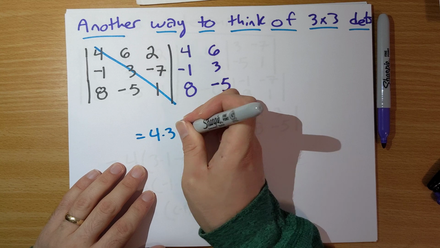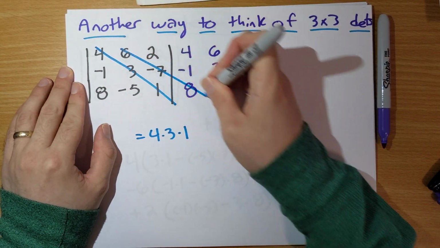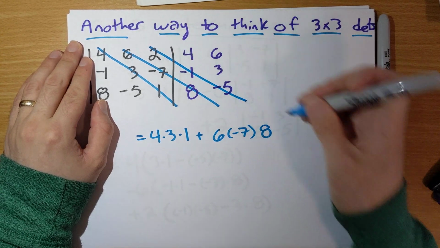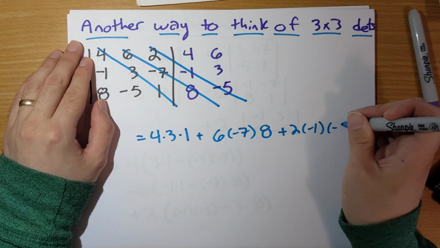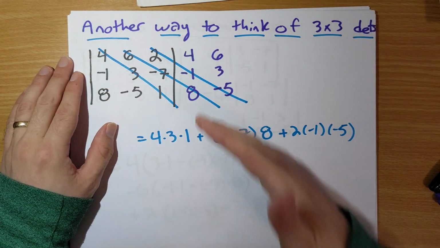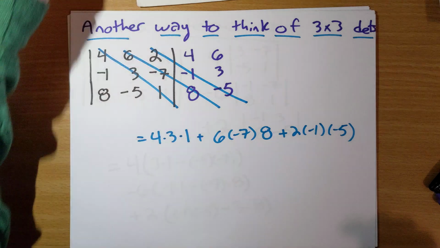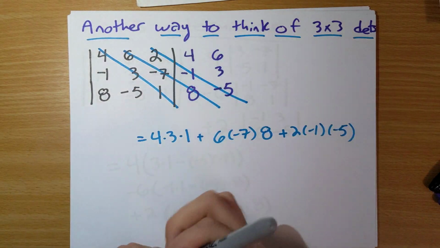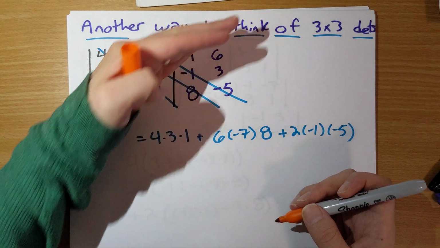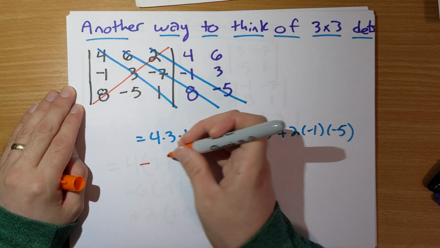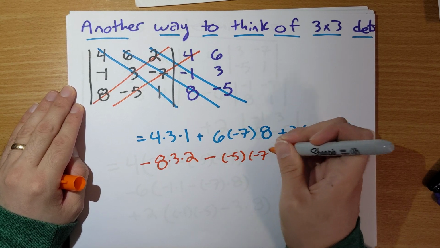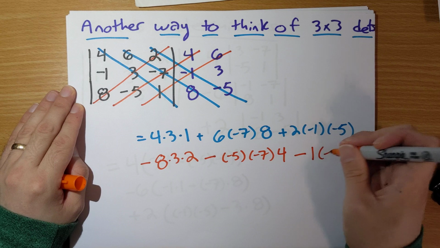So our answer is going to be 4 times 3 times 1. We're going to take this diagonal, so plus 6 times -7 times 8. We're going to take this third diagonal here, so plus 2 times -1 times -5. So these are all three possible diagonals moving from the upper left to the bottom right, with 3 entries in them. Now we also have to go from the bottom left to the top right. So we have to multiply together 8, 3, and 2. And for all of these going from the bottom left to the top right, we're going to slap negative signs on them. So minus 8 times 3 times 2. And then minus -5 times -7 times 4, minus 1 times -1 times 6.